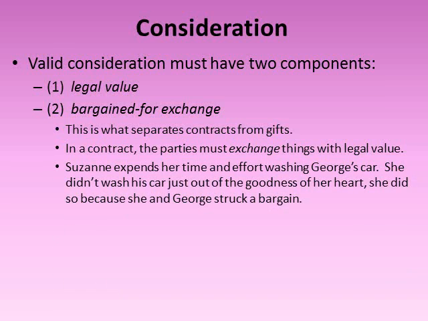For example, we saw earlier Suzanne and George, where Suzanne was going to offer to expend her time and effort washing George's car. She's not doing that out of the goodness of her heart. She's doing it because she and George struck a bargain. He promised to pay in return for a promise to wash the car. So we have a bilateral contract in the making there. And that exchange of promise to do something for a promise to pay, those are things of legal value. That's bargained for. We have things changing hands here.